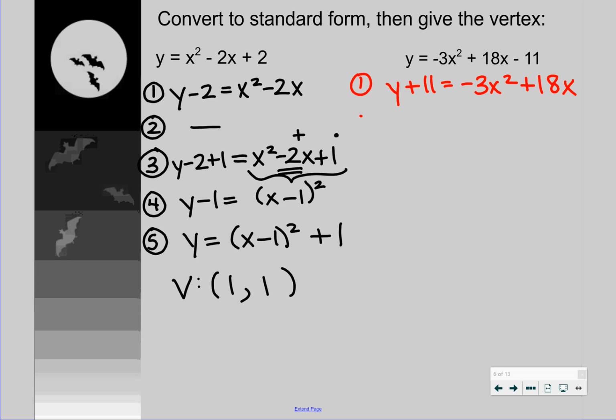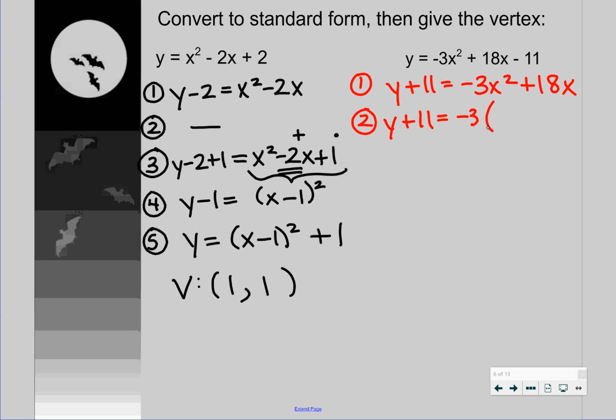Step 2 says if you have a number in front of the x squared, factor it out, which we do in this problem. I have a negative 3 in front of the x squared, so we're going to factor it out, kind of like we did with our parent functions. Now, could I factor an x out also? Technically, is that a common factor on the right? Yes, I could, but I don't want to.